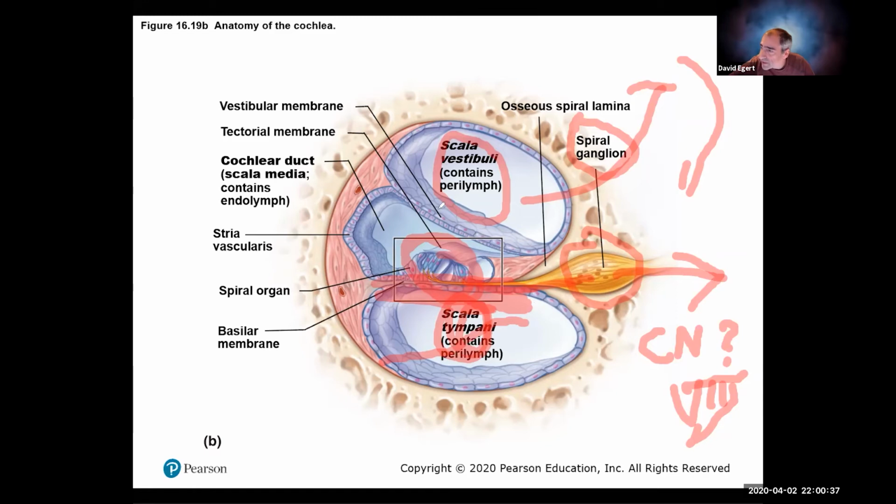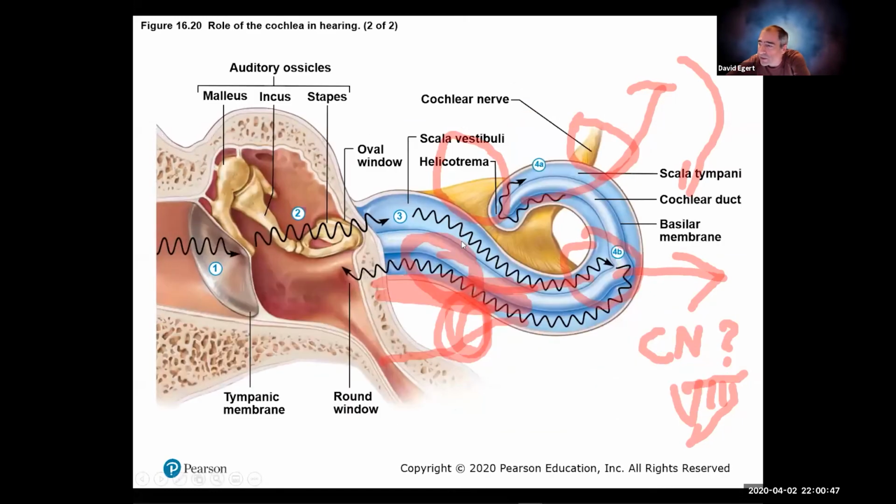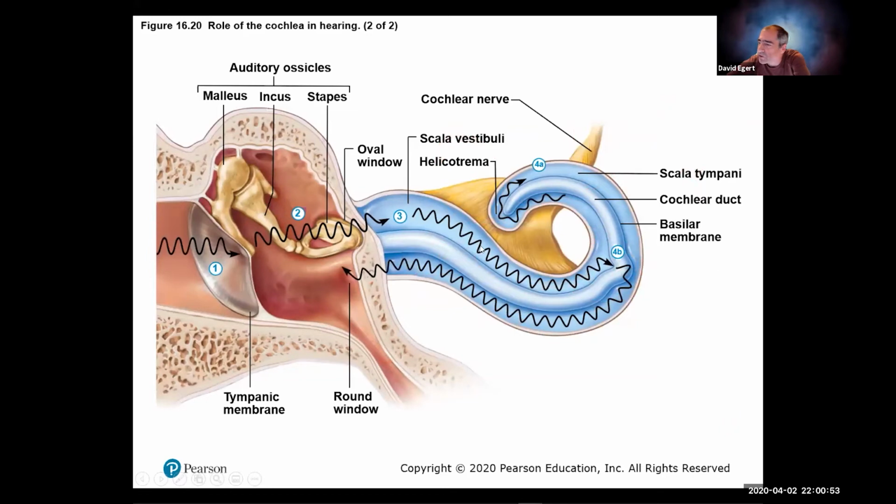This is the cross section of the cochlea. If I go back here, this is showing it kind of unwound and big. The basic idea, again: the vibration goes in the vestibular duct. Helicotrema is the tip of the snail, and it comes back. The vibration vibrates this basilar membrane, which wiggles the hair cells, which sends a message to the brain.